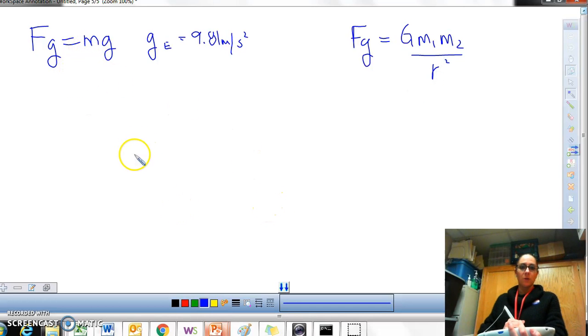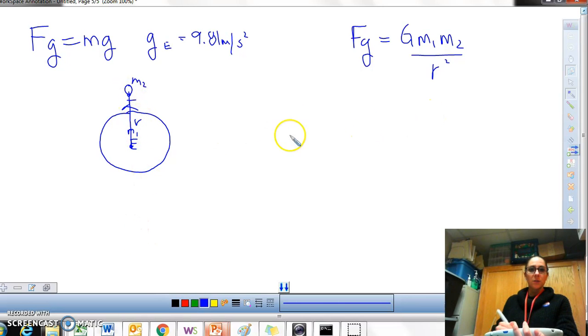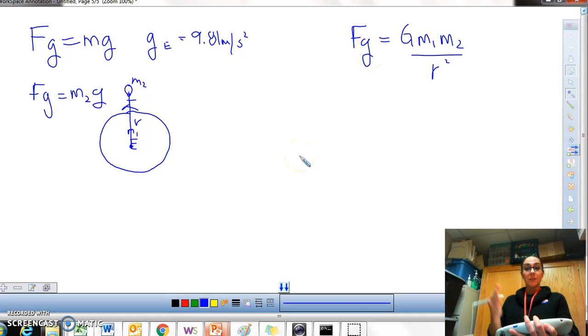So let me just draw a diagram of this. If this is the Earth right here, which is usually what we do, and this is the object, I'm going to call this mass 1, and this object mass 2, and the distance between the two will be our r. So when we're calculating force of gravity in this sense, it's m2, because it's the mass of the person, times g. Notice force g and force g are the same force. If we have the same values, we can set them equal to each other.